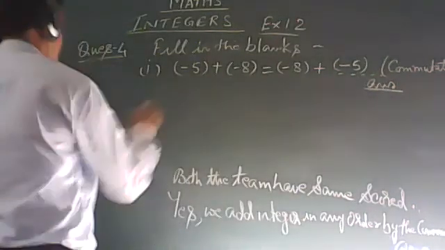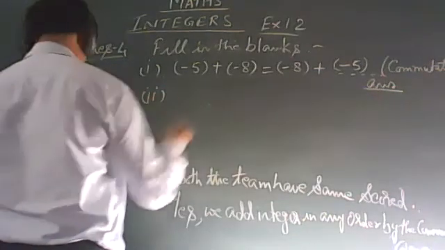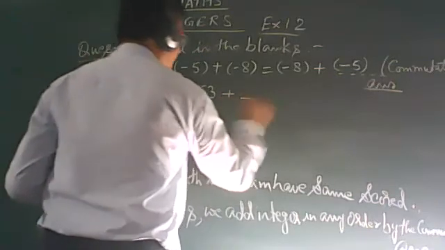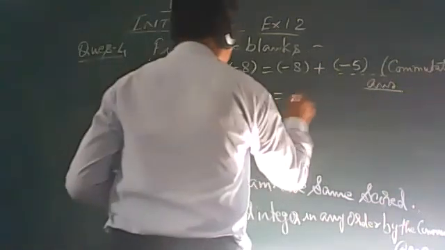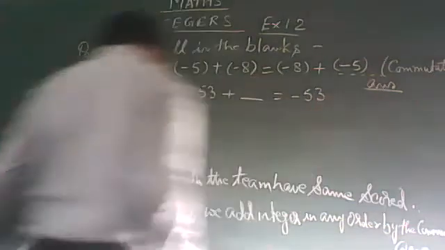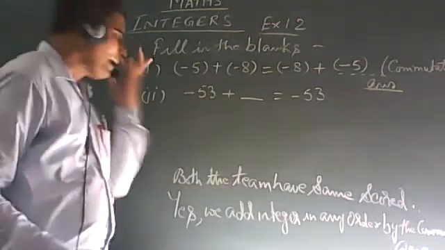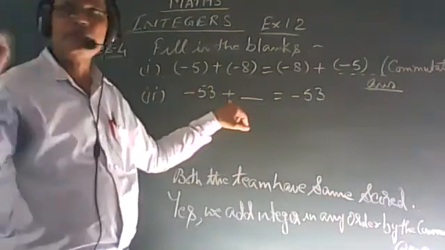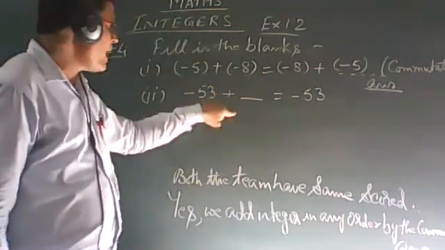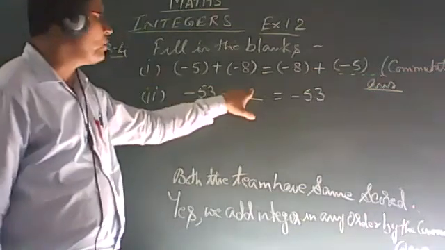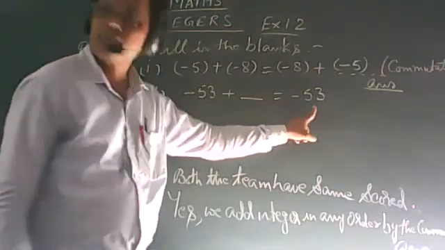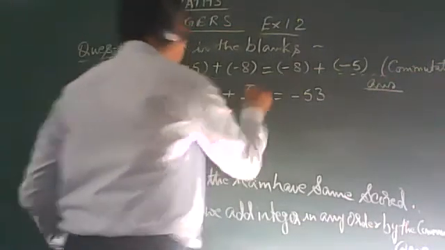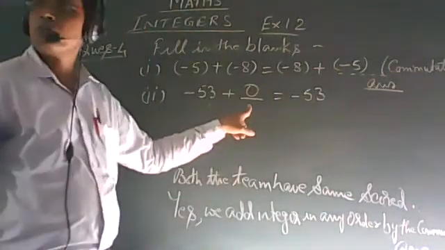Now, the second part of this question: -53 plus blank equals -53. Now in addition, the identity: if you add the identity value, the number comes itself. In addition, the identity value is 0. Therefore, our answer is 0.